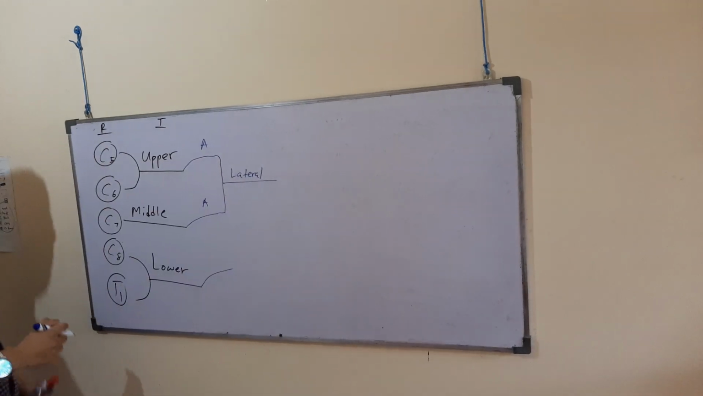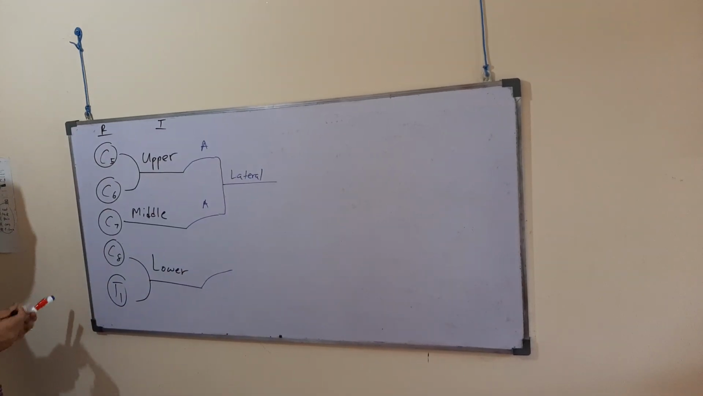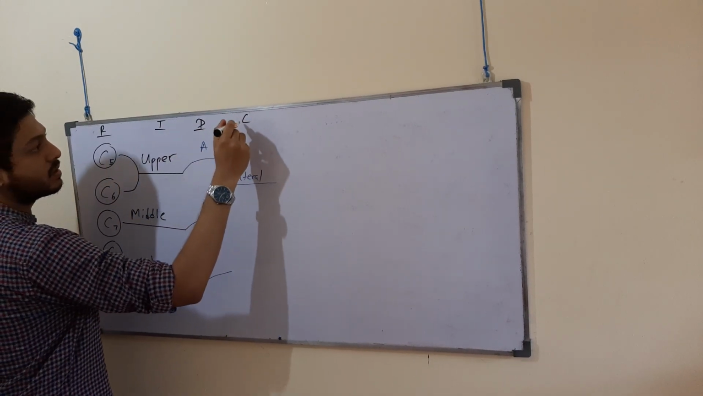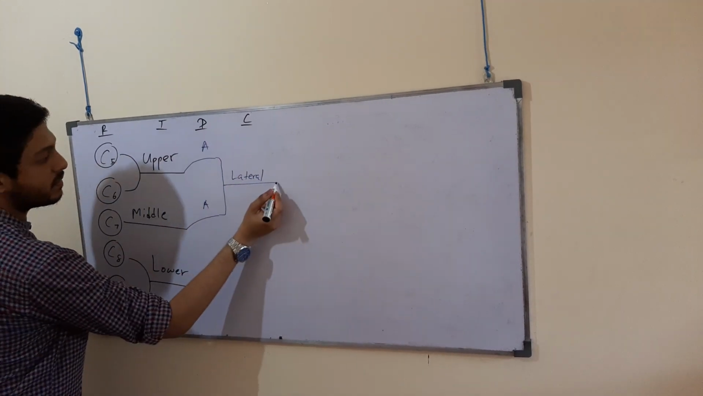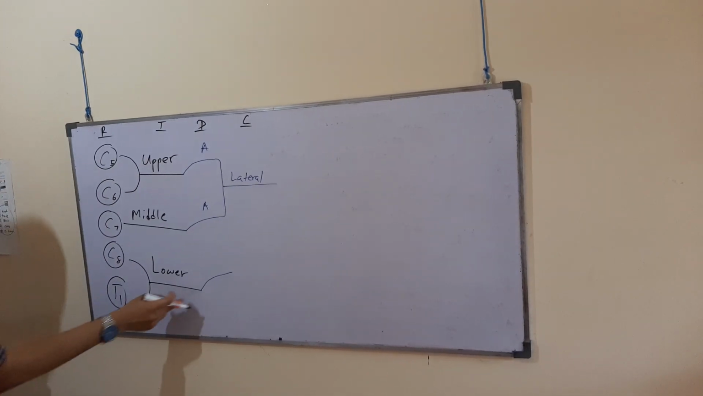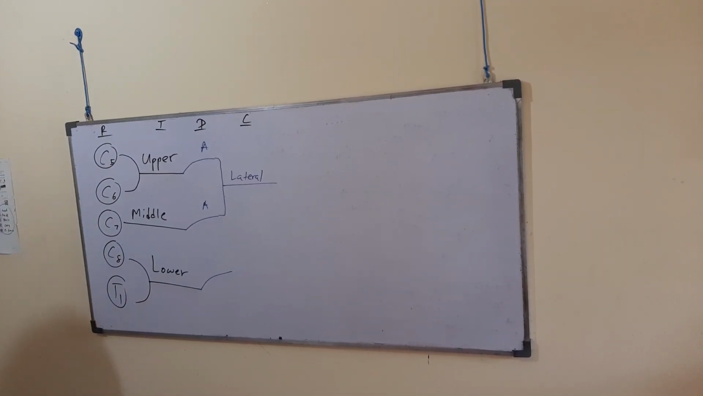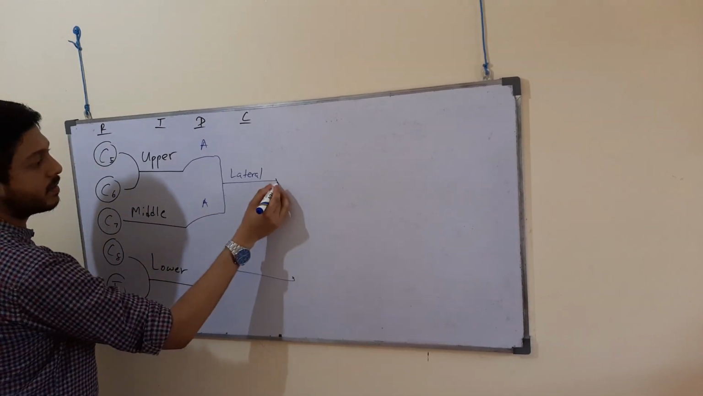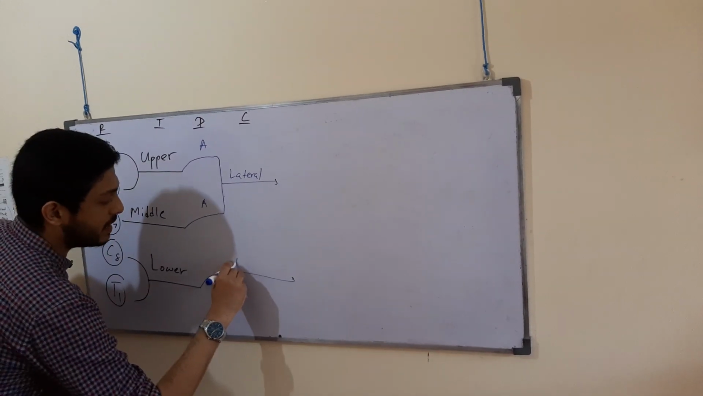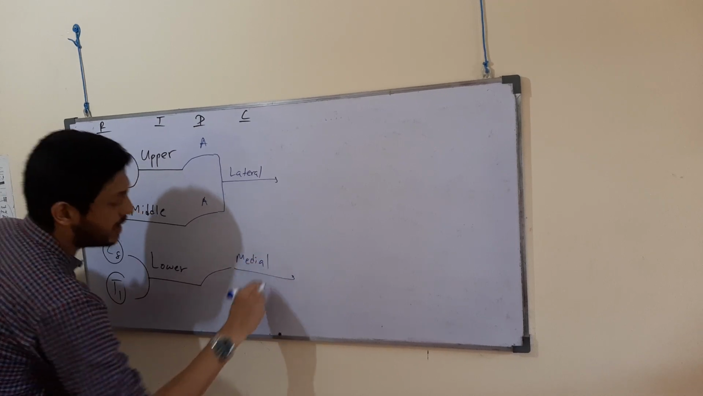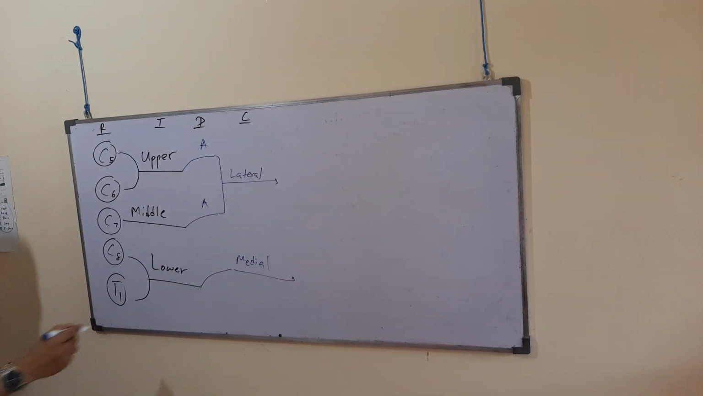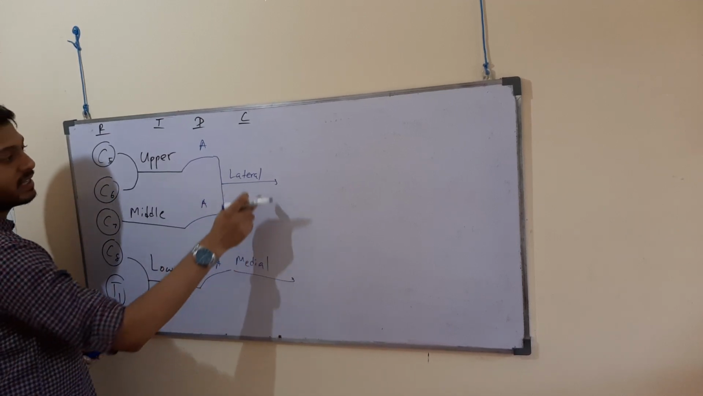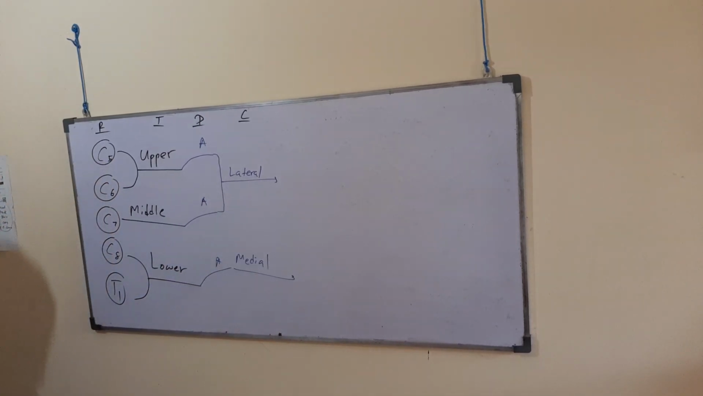lateral cord. So I will write it like this. These are the divisions. These are the cords. The lateral cord is the first cord. And the lower trunk on its own forms one cord. This cord is known as the medial cord, and this is also the anterior division. So there are two cords already, the lateral cord and the medial cord.